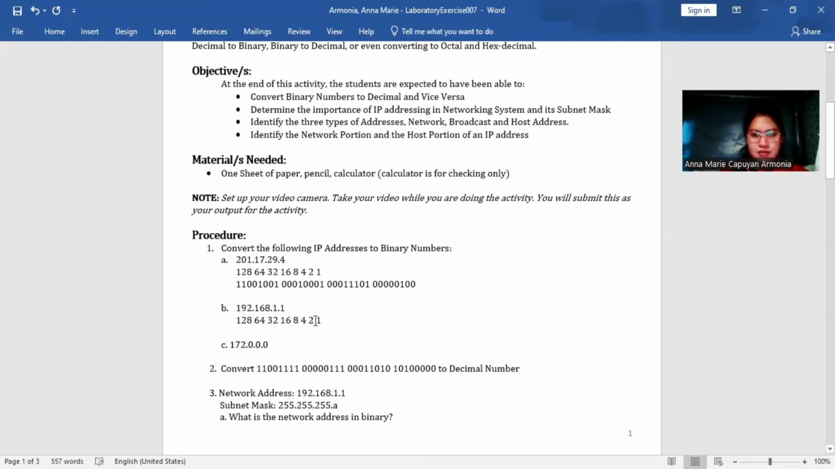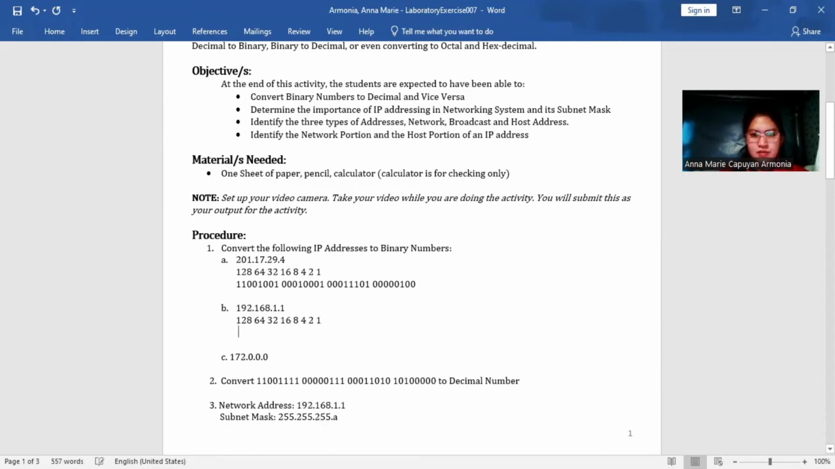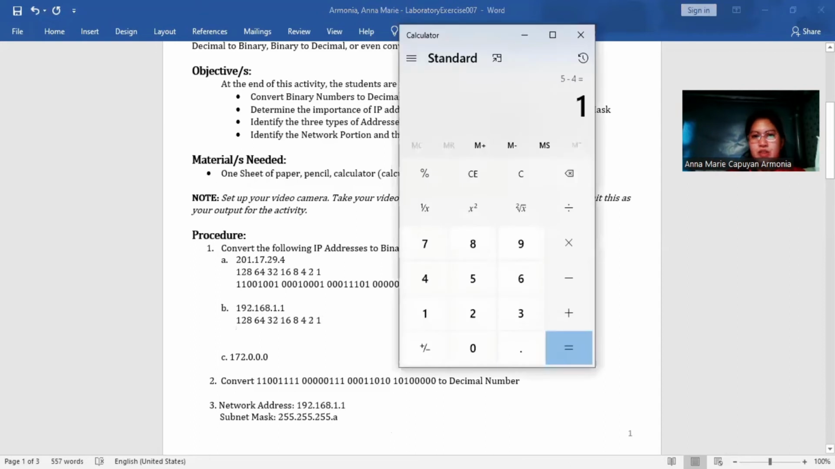Okay, so let me start with the 192. Then again, we have to subtract the 128 from 192. So here we go, 128. So meaning it can be.